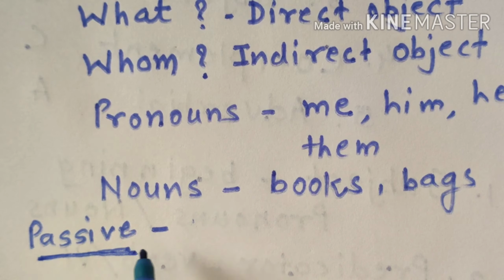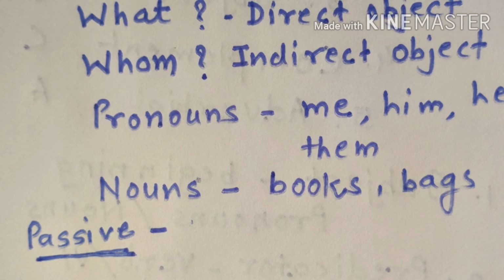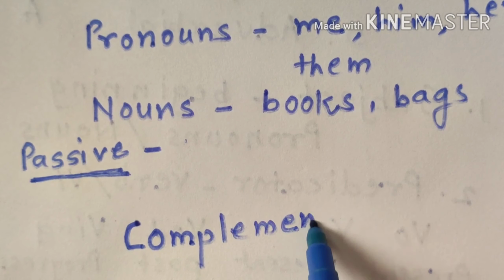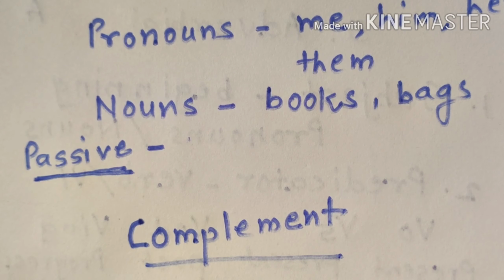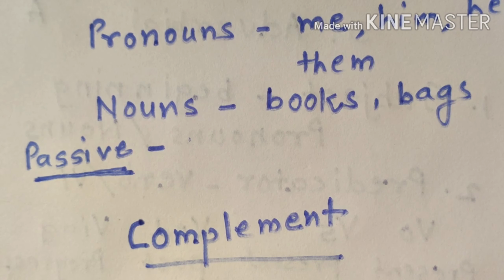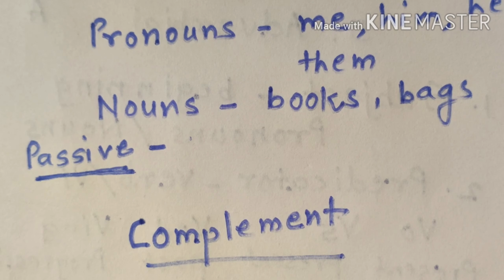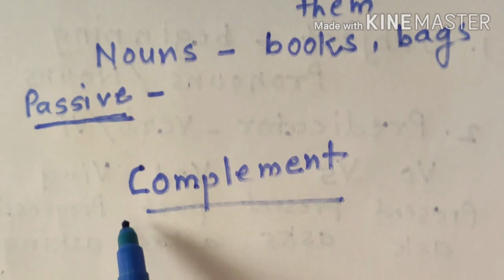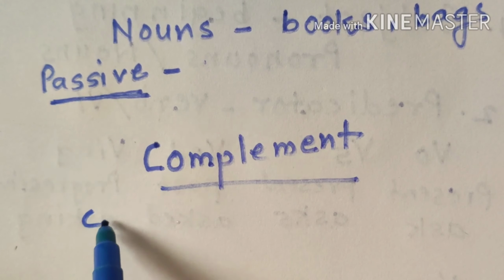The passive test is very important because we can differentiate between the object and the next element, that is the complement, with the help of the passive test. Because when there is a complement, we don't find a word which can be replaced with the subject. So what is a complement, we have to see further. Now, a complement is the word which completes the sentence.